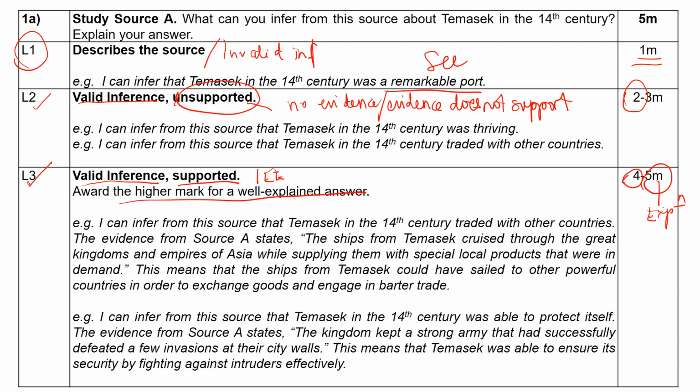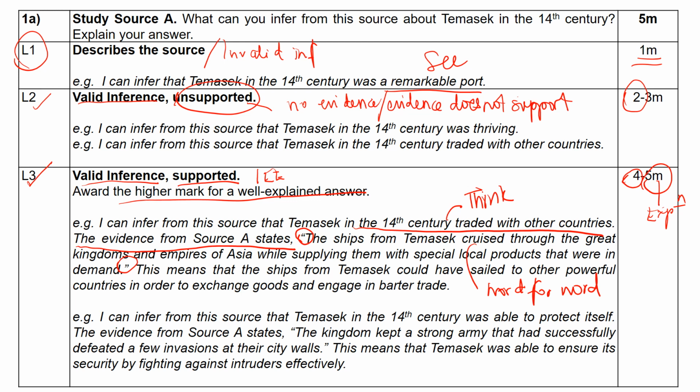I can infer from this source that Temasek in the 14th century traded with other countries. So this is considered a valid inference because it's something that I think. Then I support it with evidence. Look at my sentence starters. The evidence from source A states, I quote my evidence. If you notice, my evidence is quoted word for word. I did not change any of the words because if I change, I'm not doing justice to the evidence.